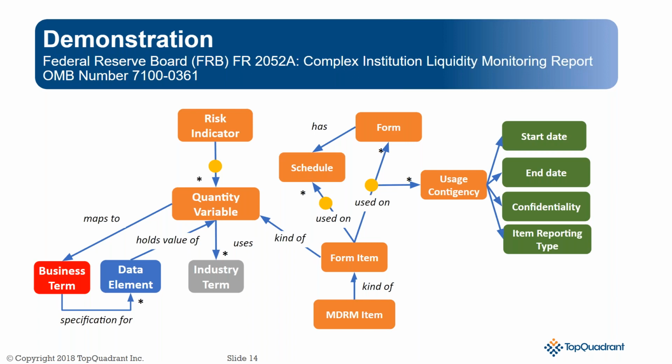And then we have the concept of a form and a schedule. So the relationships that we're creating in this particular case for the FR 2052A are all related to that risk indicator, which again is related to the actual risk. At this point, I'm going to pass it over to Ralph again to show a brief demonstration of how we're connecting these particular types of items.